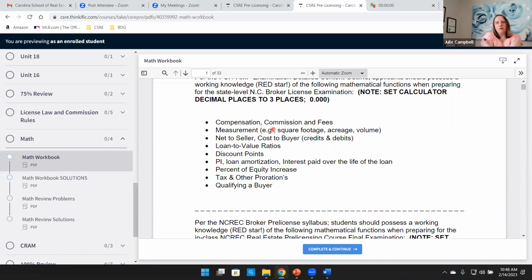Did you guys find that report helpful? It broke it down for you, didn't it? By the way, the numbers in parentheses are the unit. So when it talks about agency relationships, in parentheses it says 7. If you bombed agency relationships, go to unit 7.